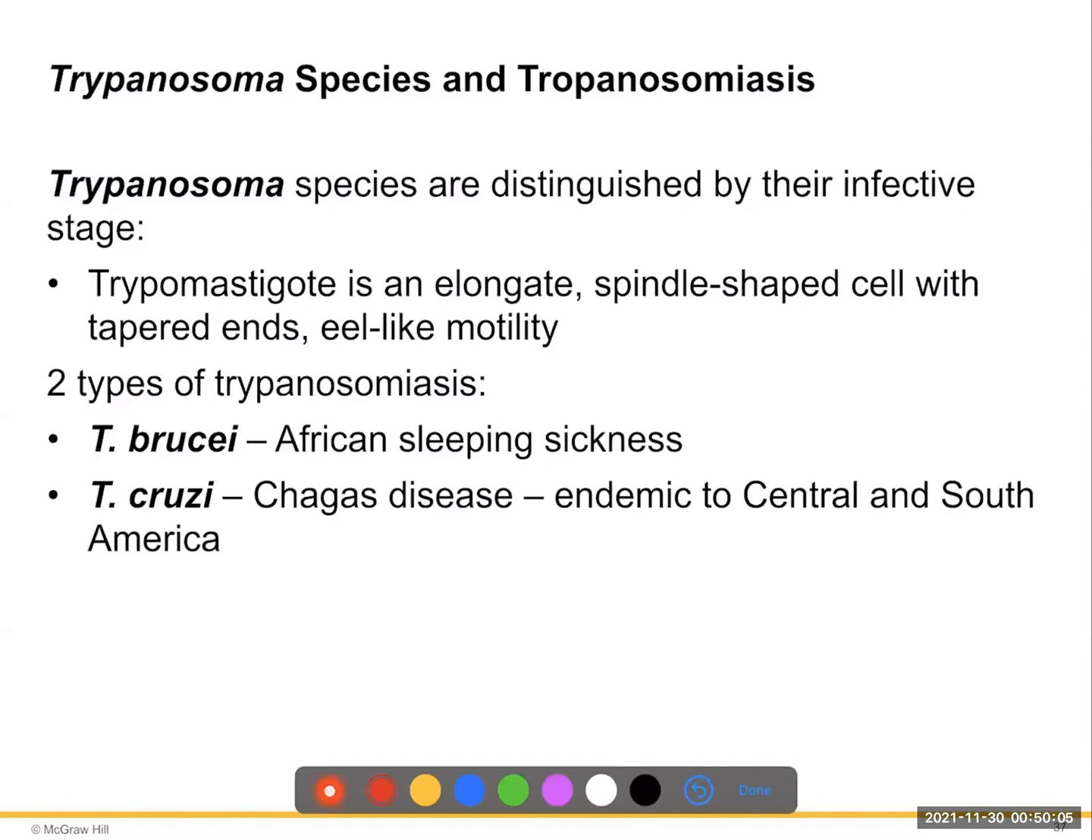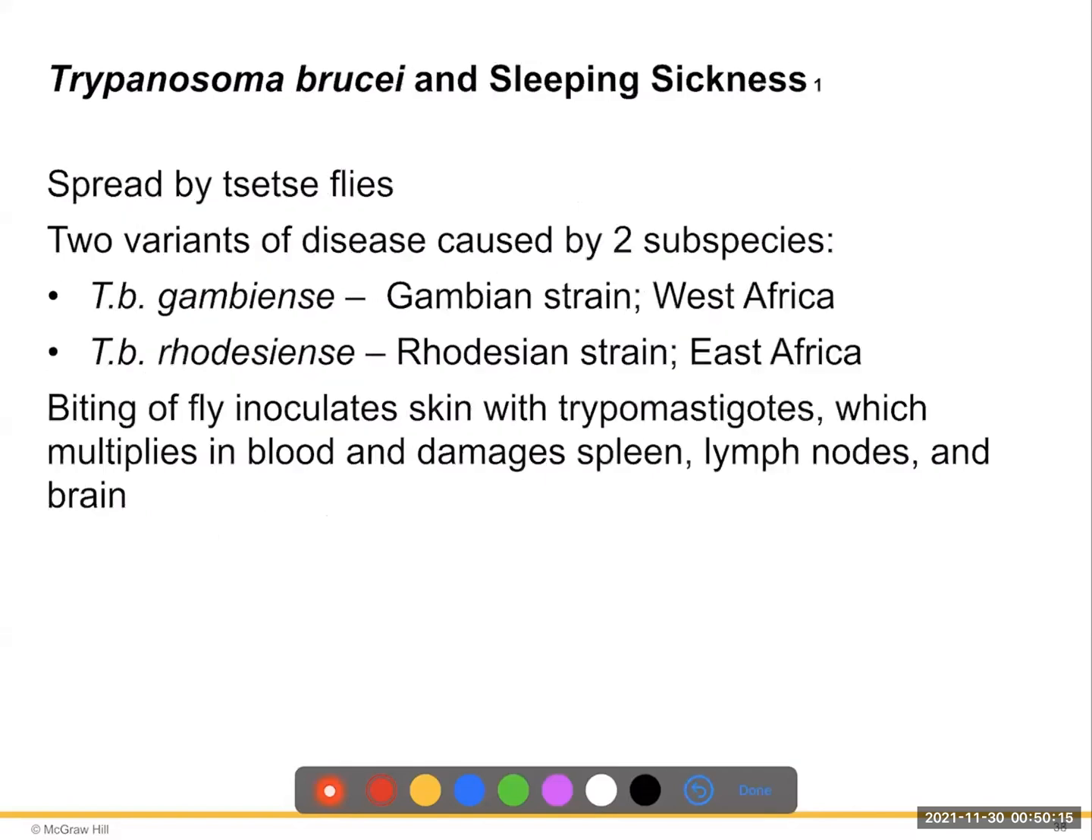Two types of trypanosomiasis are T. brucei, which is African sleeping sickness, and T. cruzi, which is Chagas disease, endemic to Central and South America. Trypanosoma brucei is spread by the tsetse fly. There are two variants of the disease caused by two subspecies: T. brucei gambiense is the Gambian strain in West Africa, and T. brucei rhodesiense is the Rhodesian strain.